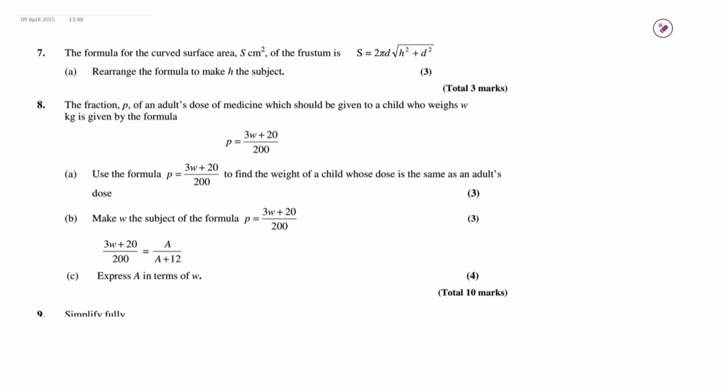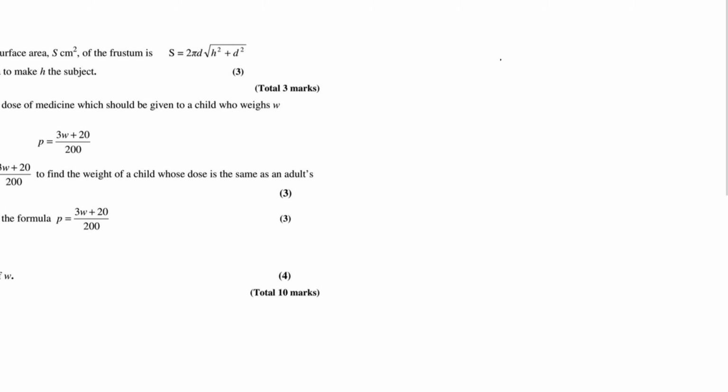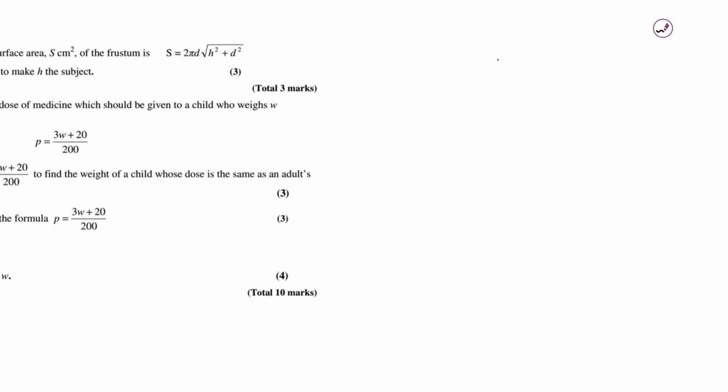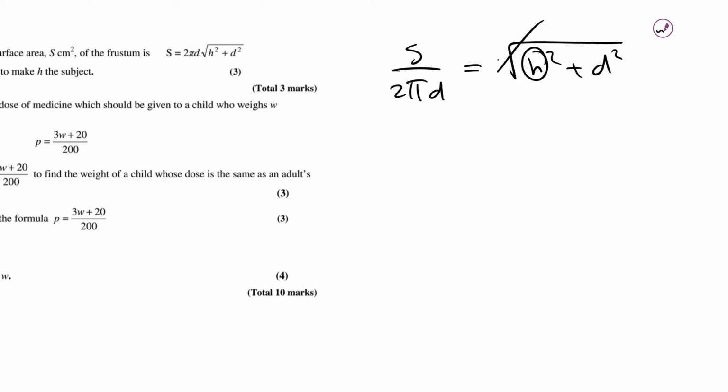Can you do it as over 2 pi d? Nice one. Good start. Okay. So, s over 2 pi d equals root h squared plus d squared. Good. We're trying to make h the subject. Keep going. Doing really well. So you square the s part. Exactly. You're undoing everything one step at a time. Brilliant. So you undid the square root and you squared the whole thing.